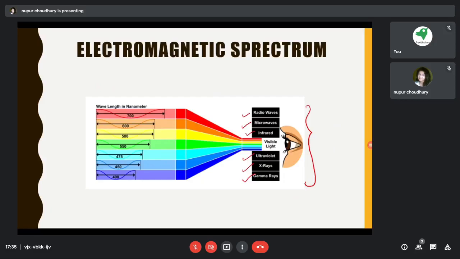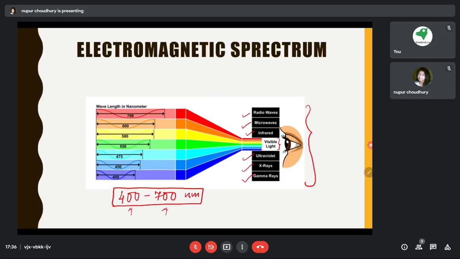Whatever we can see is known as visible light, and this visible light basically ranges from 400 to 700 nanometers. Only in this range will we be able to see the light. So whatever we see around us basically falls within 400 to 700. Out of that also we cannot see.